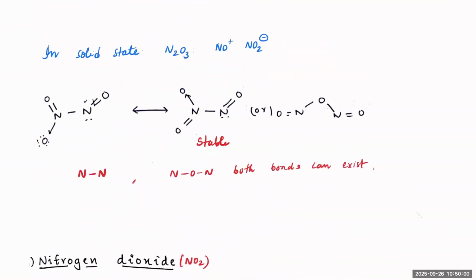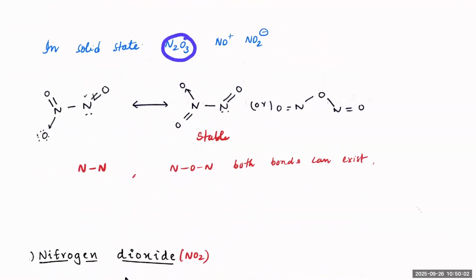See, N2O3 in solid state, you will notice, exhibits an ionic bond between two ions, that is NO plus and NO2 minus. In a liquid state or a gaseous state, it will exhibit like this: N double bond O, N double bond O, and one dative bond O here.